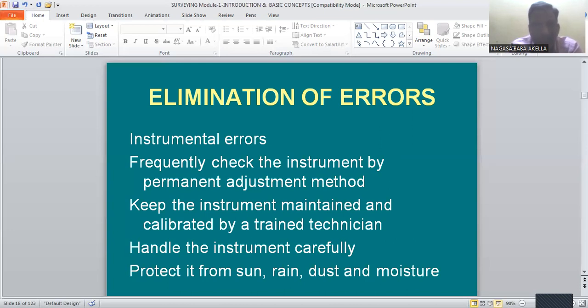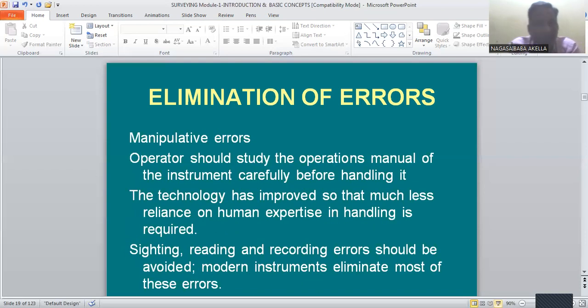Handle the instrument very carefully. Protect it from sun, rain, dust, and moisture. With the help of an umbrella, you can protect your instruments from sun and rain. By covering with a cloth, you can prevent dust and moisture entering into the instrument when it is not in use. So that is elimination of instrumental error.